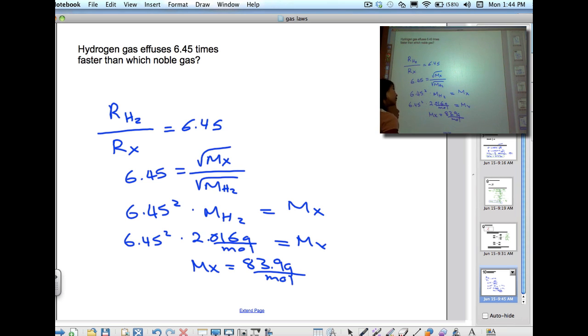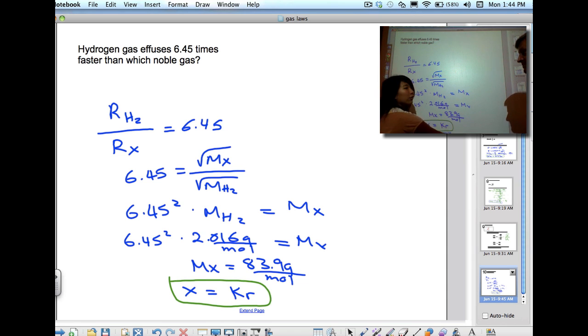So how do you figure out which noble gas that is? Look at your periodic table. Very good. And the periodic table says that the molar mass of krypton is 83.8 grams per mole, which is close enough. So that lets us conclude that the unknown noble gas is krypton. Science is right. The world works. Everyone is happy.